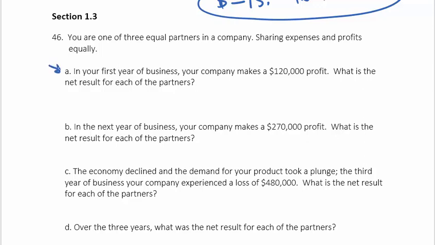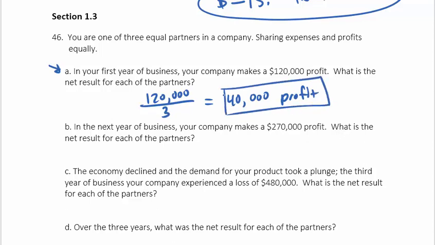In your first year of business, your company makes a $120,000 profit. What is the net result for each partner? Well, there's 3 of us, so all we're going to have to do is take this $120,000 and divide it by 3. And if I do that division, I'll get $40,000 profit for the first question. And let's put a dollar sign on there as well, since we're talking about money.